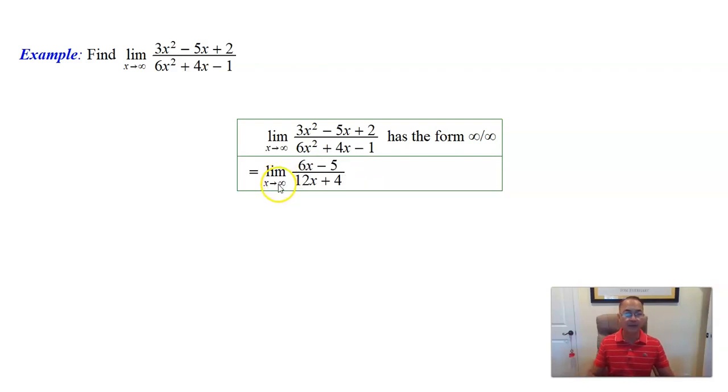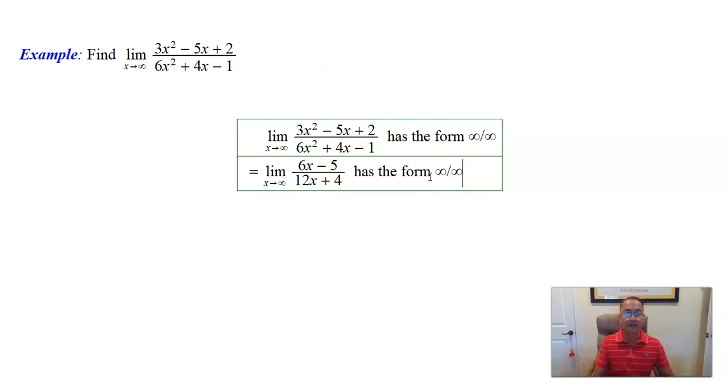Okay, and once again, as x gets bigger and bigger, this is still going to infinity, and this is still going to infinity. But notice, of course, that it's a much simpler expression. So in this case, we feel like we are on the right track. Let's try it one more time.